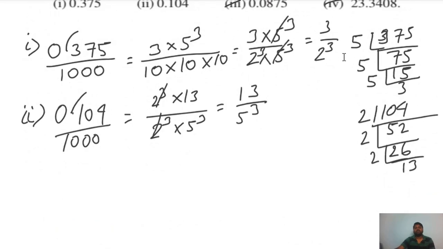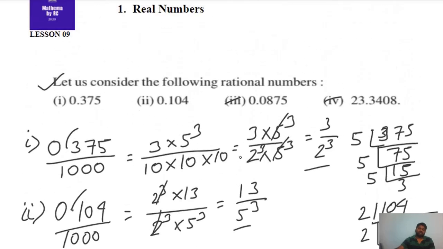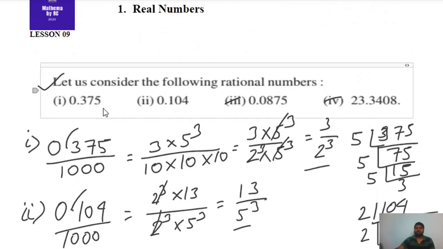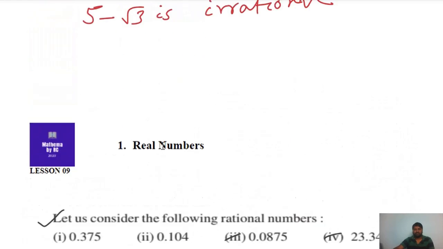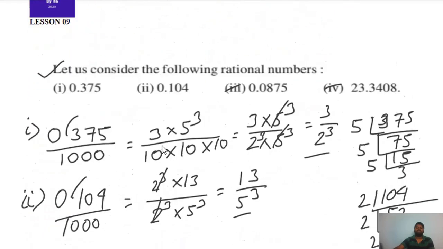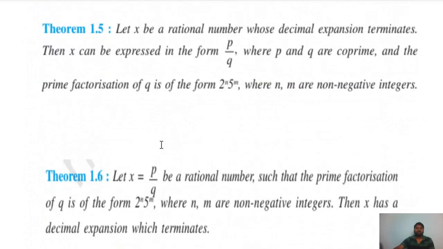Here the denominator comes from 2 cube and 5 cube, since all these decimal expansions terminate. This is called a terminating decimal expansion. In the previous class we discussed three types of decimal expansion of rational and irrational numbers: terminating, non-terminating recurring, and non-terminating non-recurring. In class 9 we also know this.